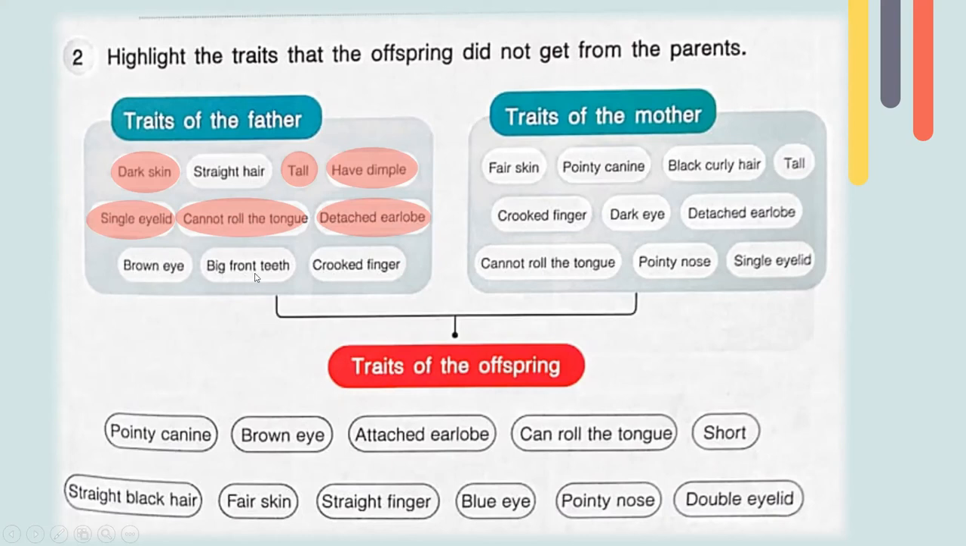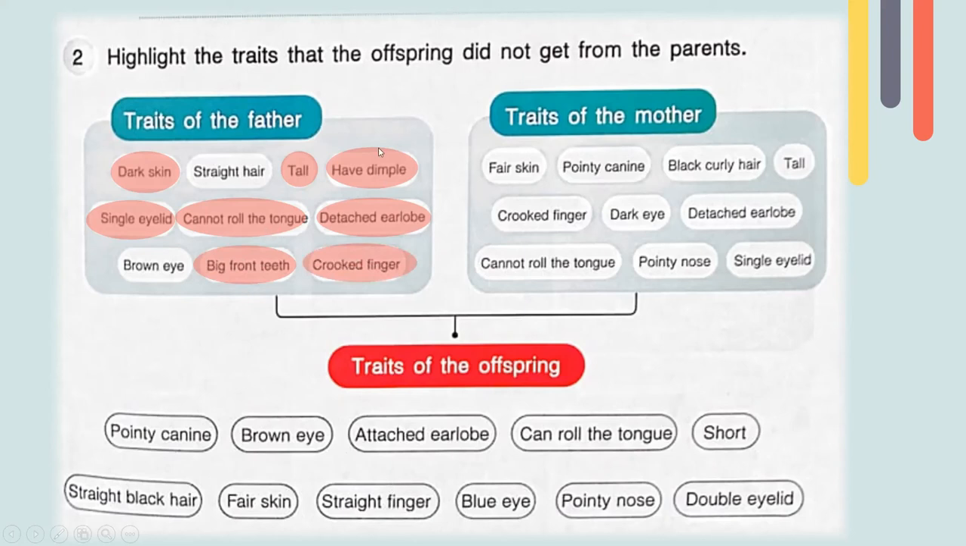Next is big front teeth. Can you see big front teeth here? There's none. What about crooked finger? We can only see straight finger. So highlight it as well.